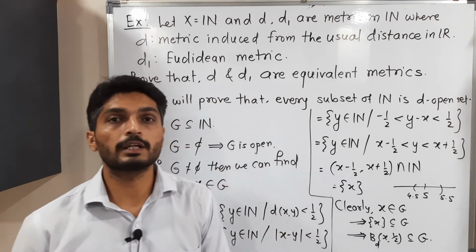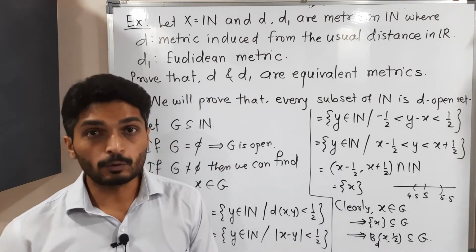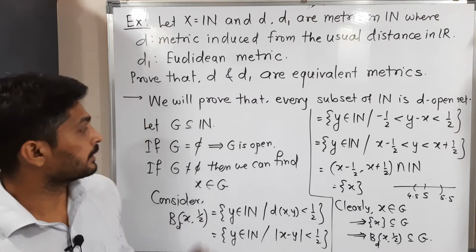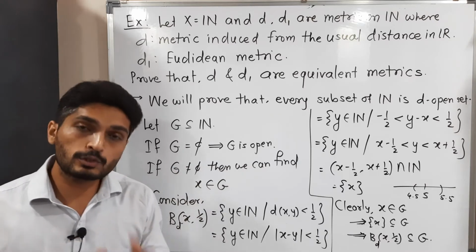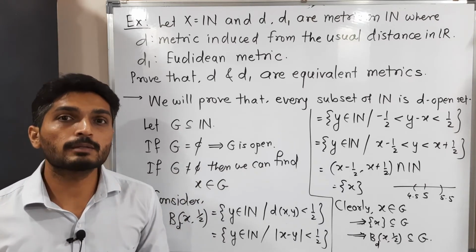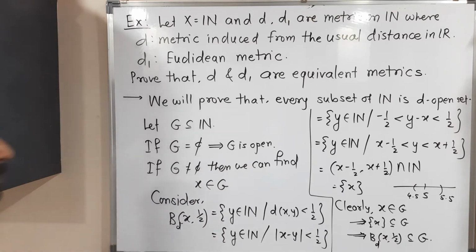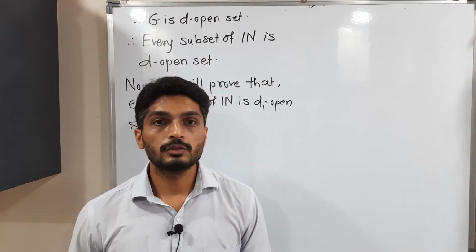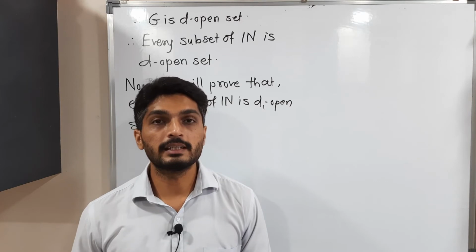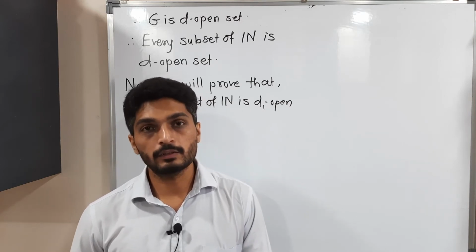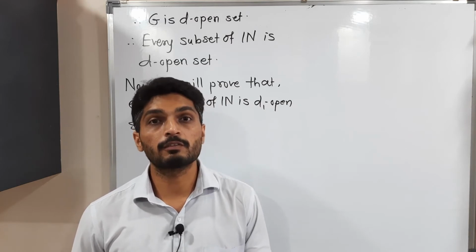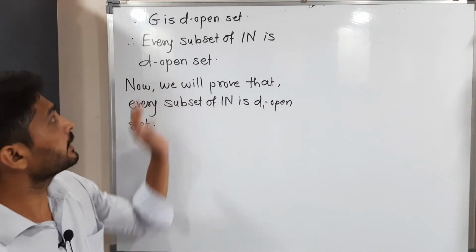So therefore we can declare G is a D open set. If it is empty, we prove that it is open. If it is non-empty, then also we prove that it is open. So therefore every subset of N is D open. Make a screenshot of it, then we will go further. G is any arbitrary subset of N, so every subset of N is a D open set.